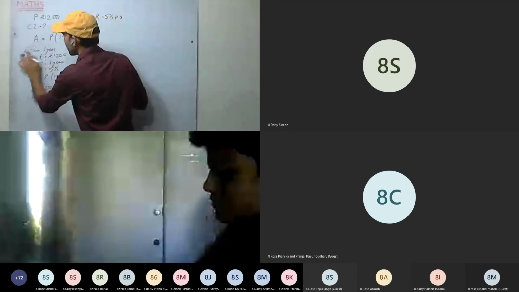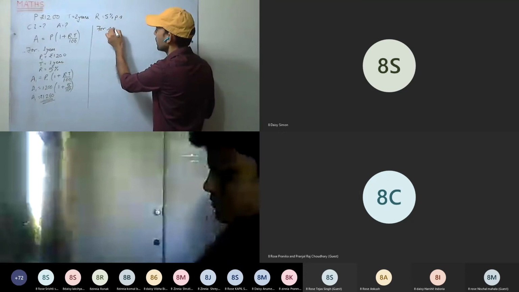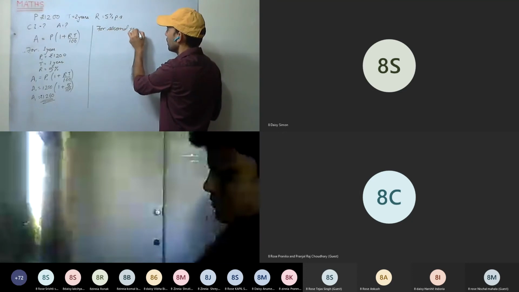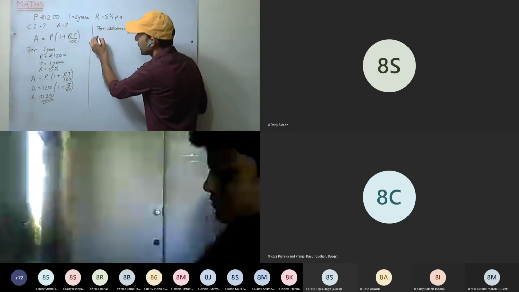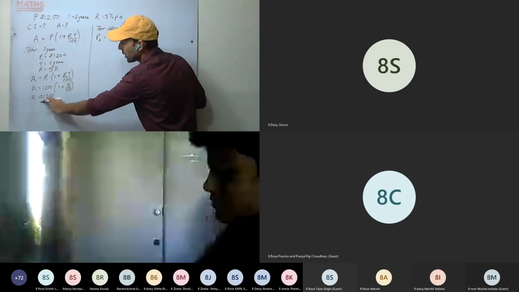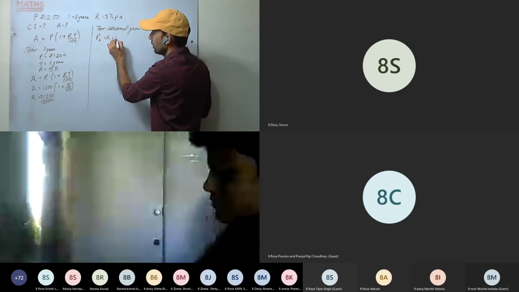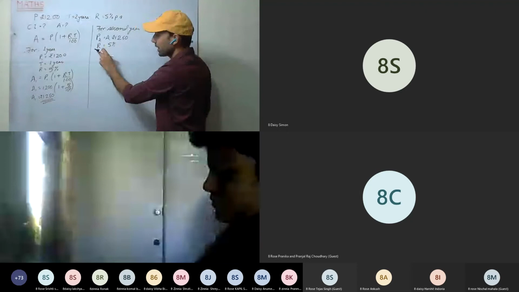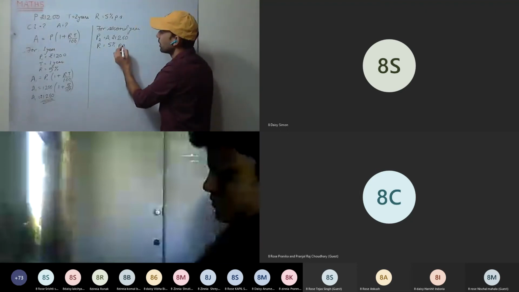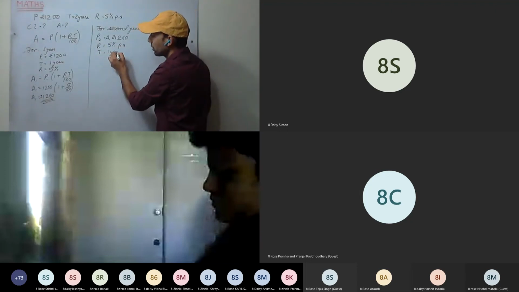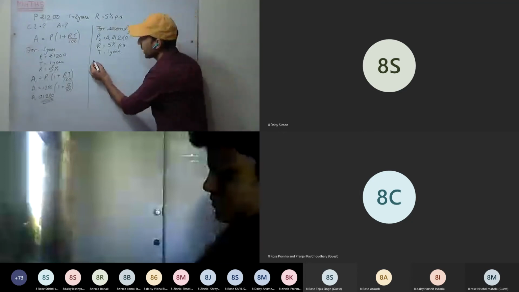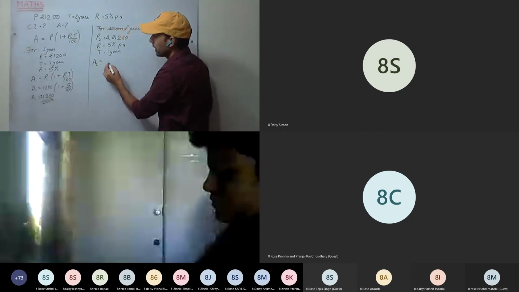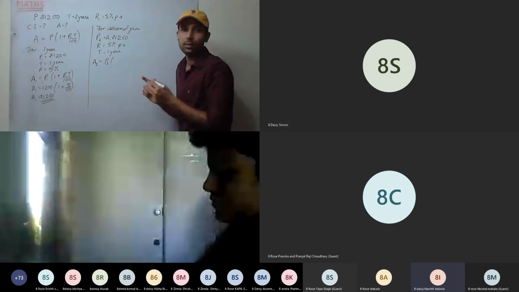Here we write for the first year. For the second year, what will be P2? P2 will be A1, equal to 1260 rupees. Now the rate remains the same, that is 5% per annum for the second year also. And time will be 1 year only. Again calculate A2. A2 will be how much?